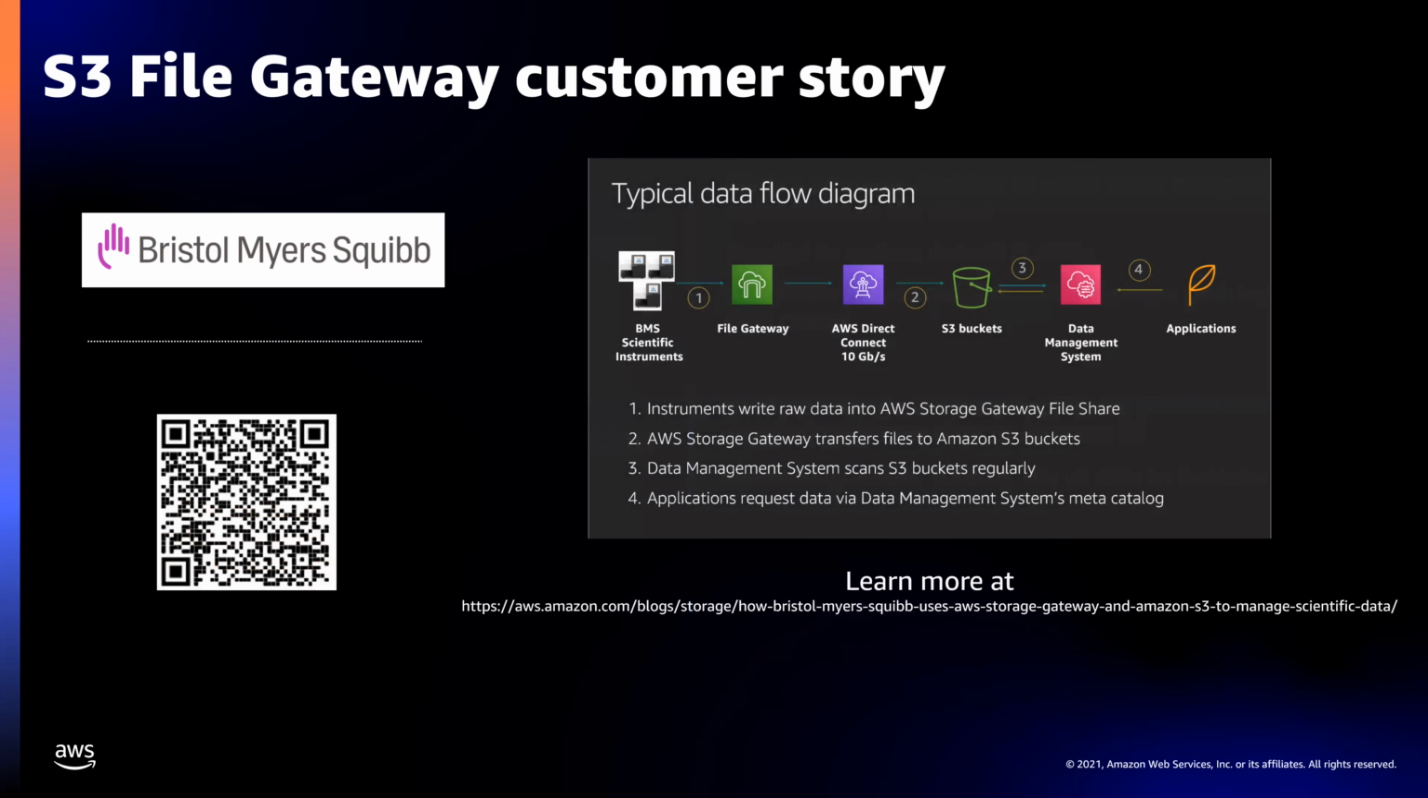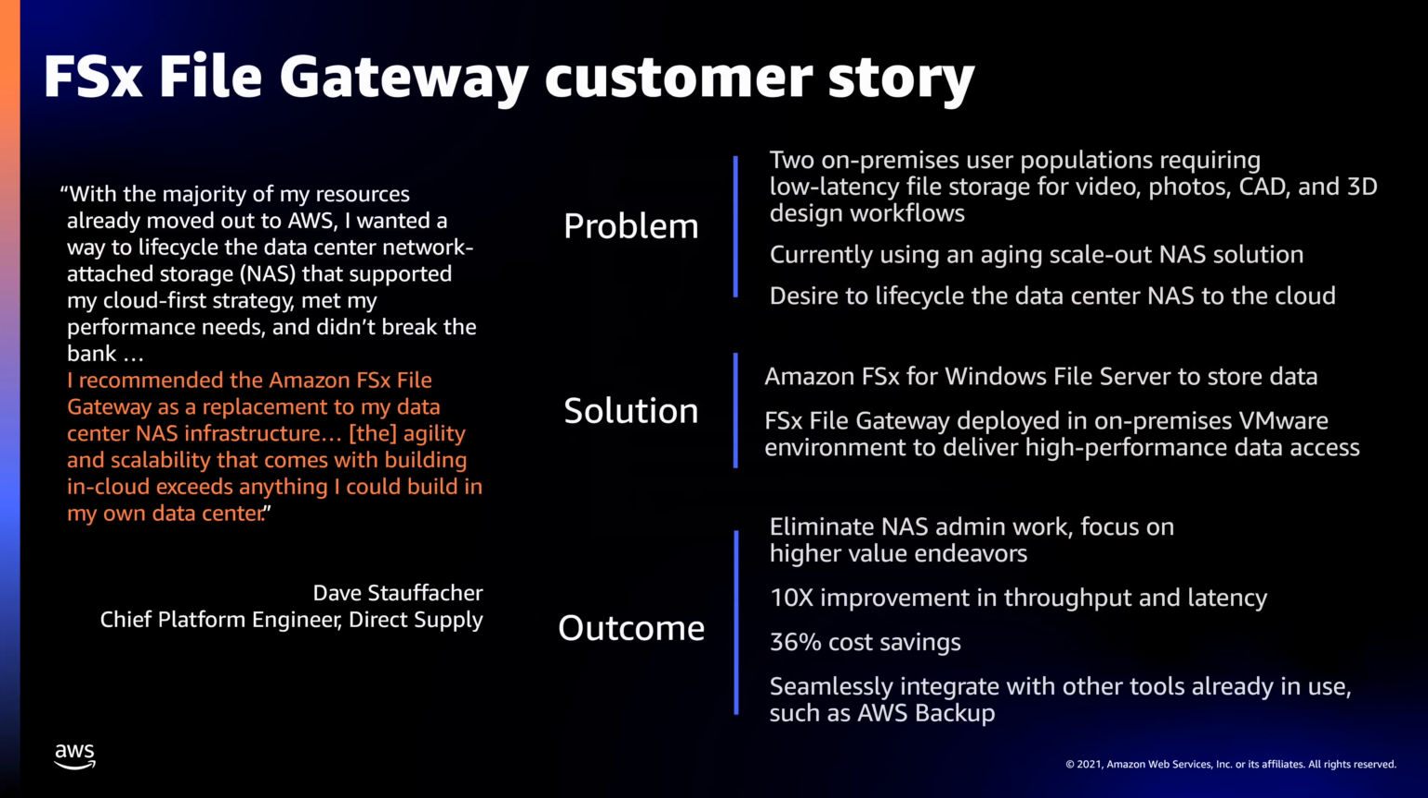So this is a typical data flow diagram that they use within their architecture, where they have their instruments or the applications supporting their instruments connecting to a local file gateway. So that gives them low latency access to their files. And then file gateway will then transfer that data into Amazon S3 over a private connection using AWS Direct Connect. If you want to find out more, you can go to their blog and learn more about how they did the implementation. Another good story is around FSx File Gateway.